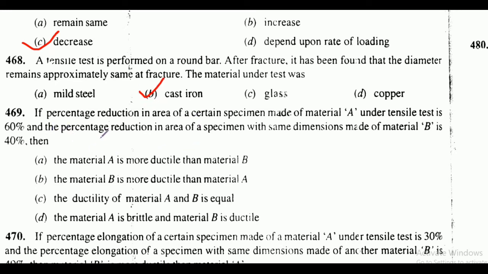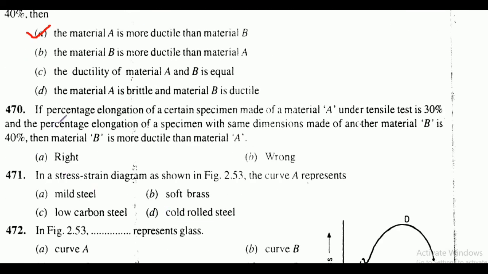Next is, if the percentage reduction in area of a certain specimen made of material A under tensile test is 60%, and the percentage reduction in the area of a specimen with the same dimension made of material B is 40%, then here friends, these are the options, and here the correct answer is option A, that is material A is more ductile than material B.